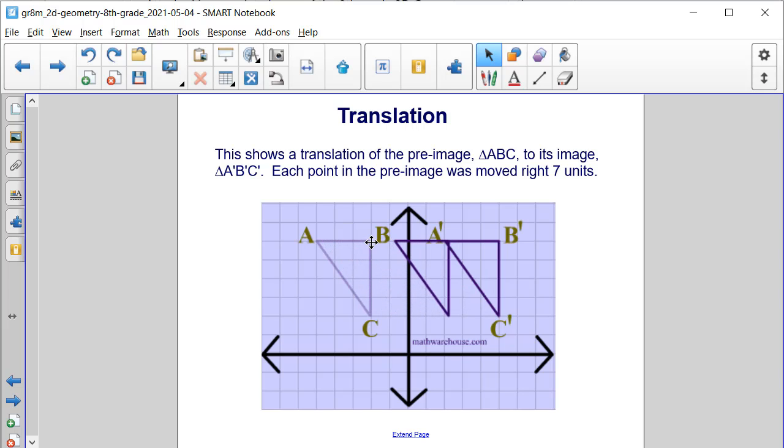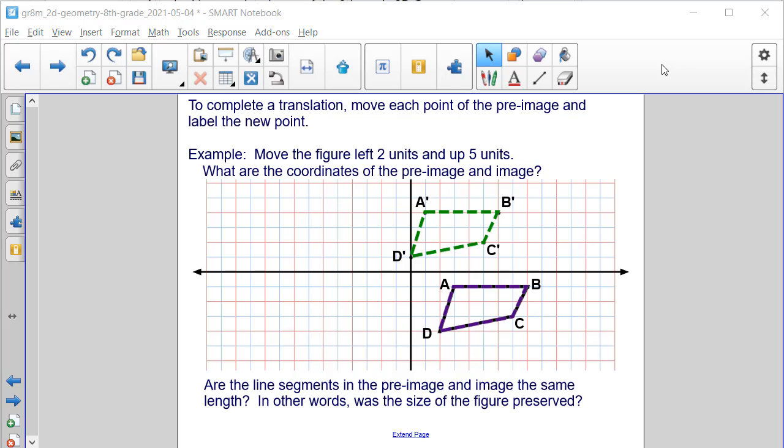Notice I went from A to A prime. If I do the same with B to B prime, 1, 2, 3, 4, 5, 6, 7, I'm counting the same number of units each time. And again, from C to C prime, we have to go 1, 2, 3, 4, 5, 6, 7. So all of these points and vertices are being moved to the right 7 units.